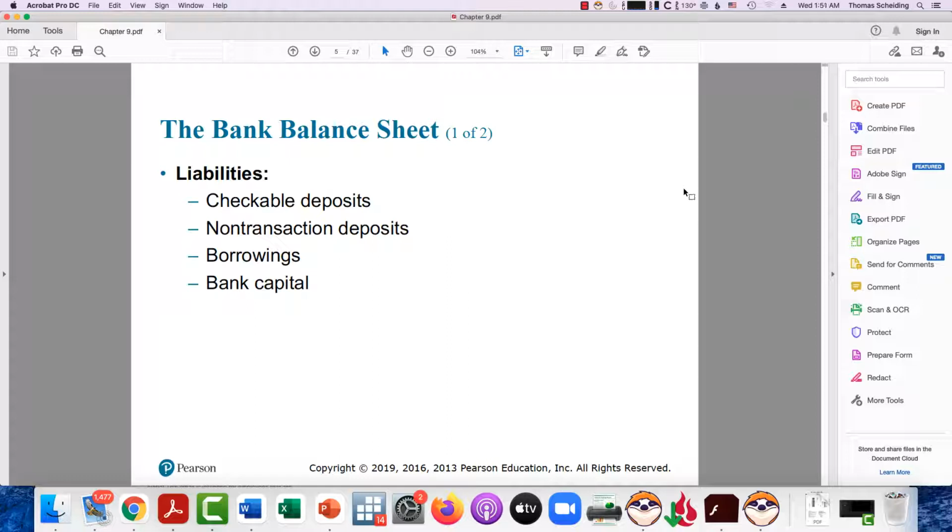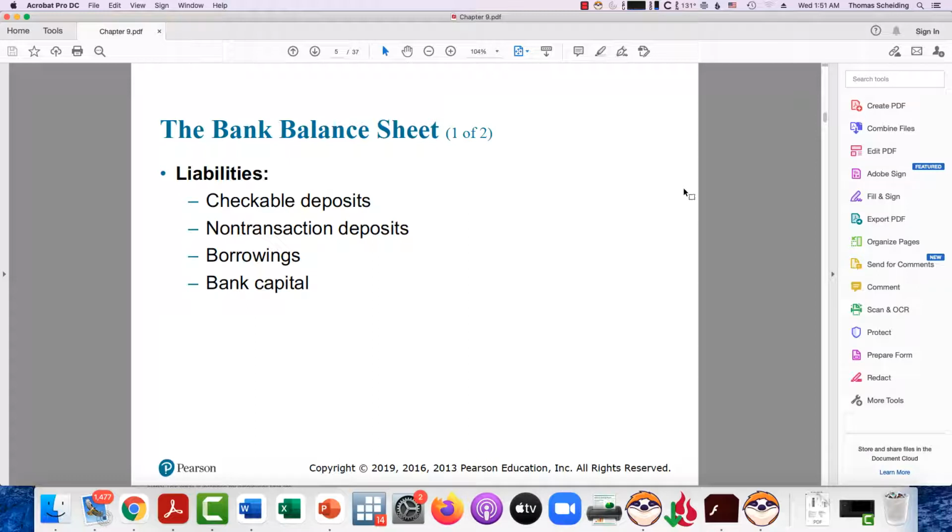What are the liabilities of the bank? The liabilities would be basically anything that the bank owes in one way, shape, or form. The biggest one is checkable deposits. That would be individuals saying that they have money in their accounts, whether it be a checkable deposit, like a checking account, or a non-transaction deposit, like a savings account or a CD. Because there are individuals who have legal claim to money within that bank, that acts as a liability.